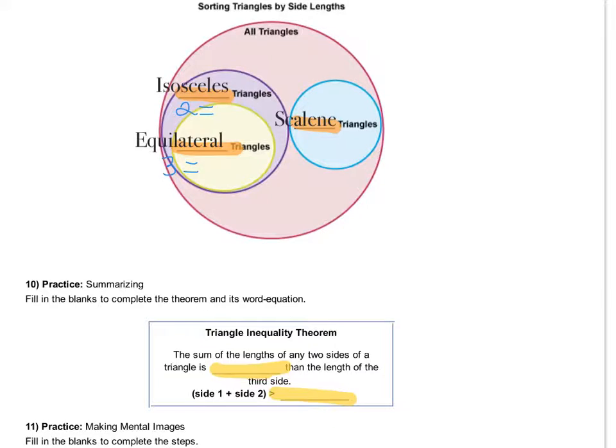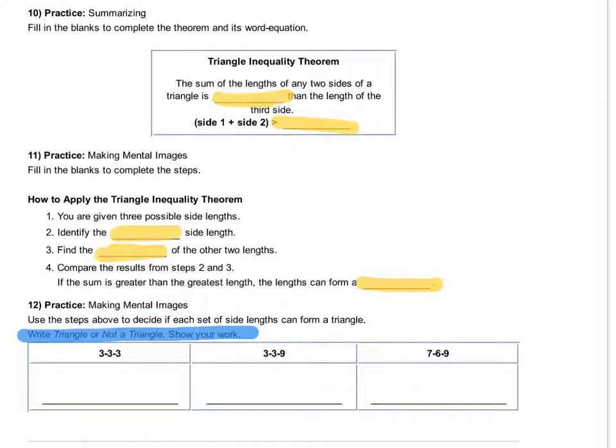Okay. So practice 10 says fill in the blanks to complete the theorem and its word equation. So the triangle inequality theorem: the sum of the lengths of any 2 sides of a triangle has to be greater than the length of the third side. So I'm going to write that down. That's everything written down.